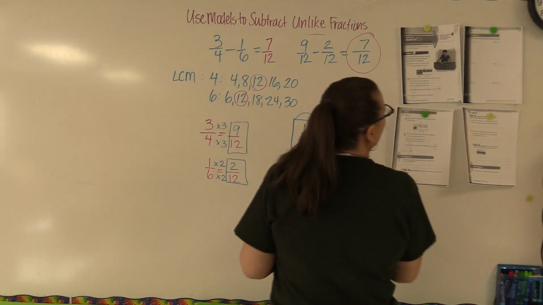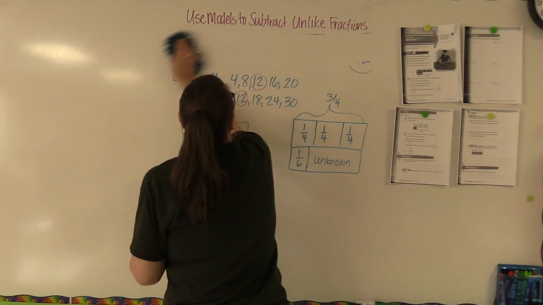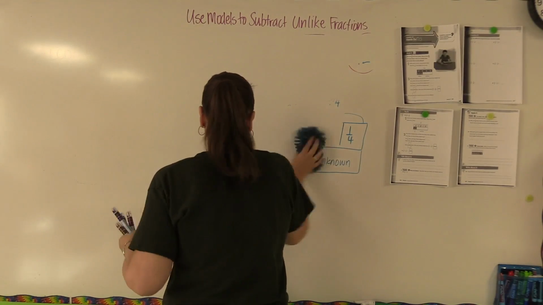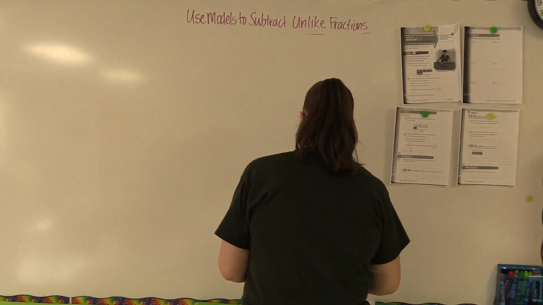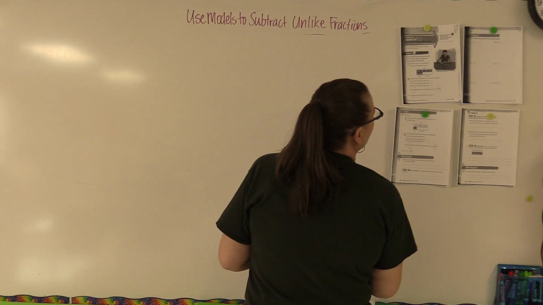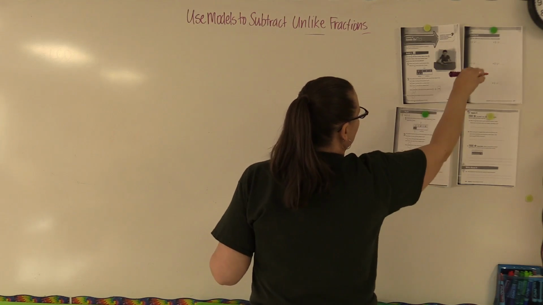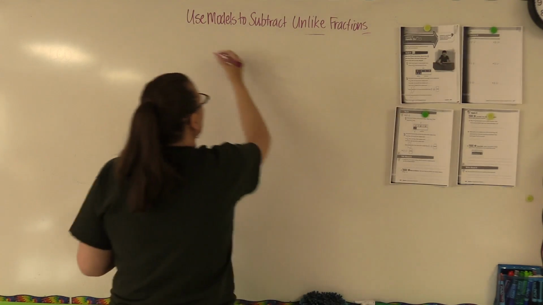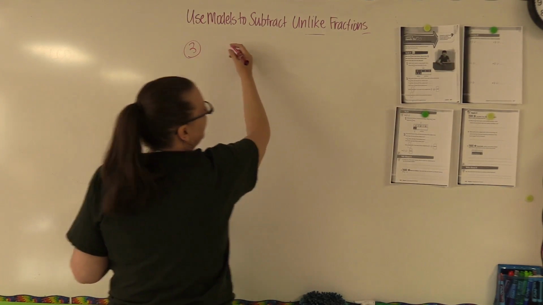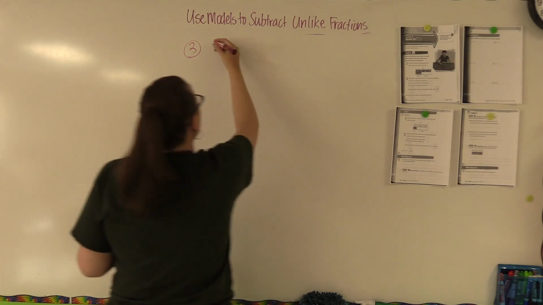Let's get on to page 2. We have number 3 is the first one on page 2. Okay, we're going to do number 3 together. It is 2/3 minus 1/6.